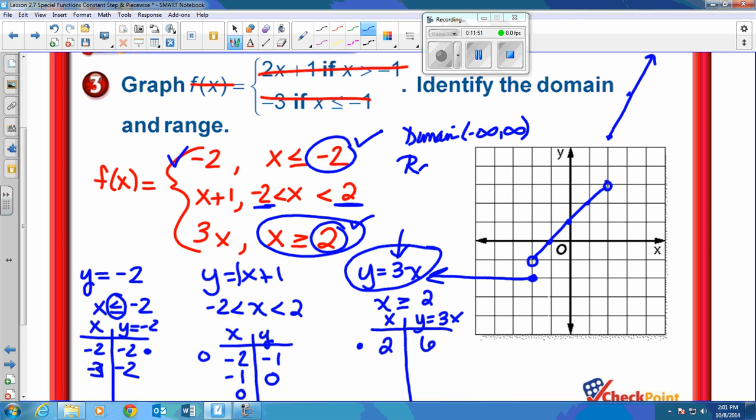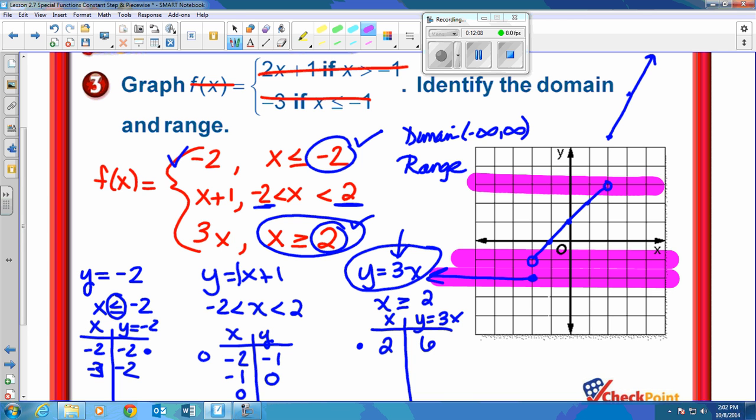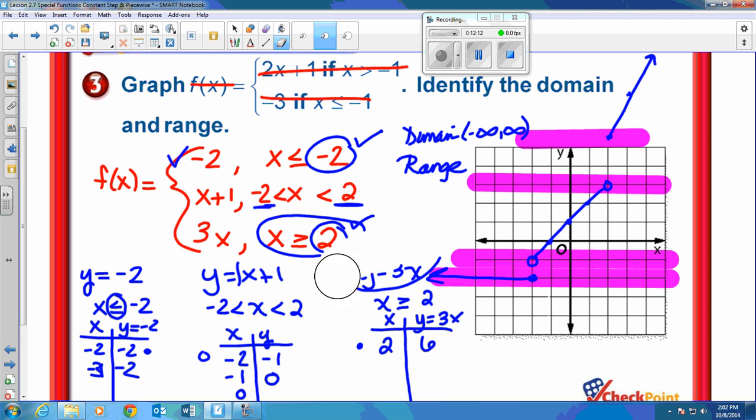My range are my y values. So what are my y values? I have a break, though. I have a y value here at negative 2, and then my graph jumps up here, and then it jumps again from here to here, and then it goes to infinity. So my range is pretty gnarly.